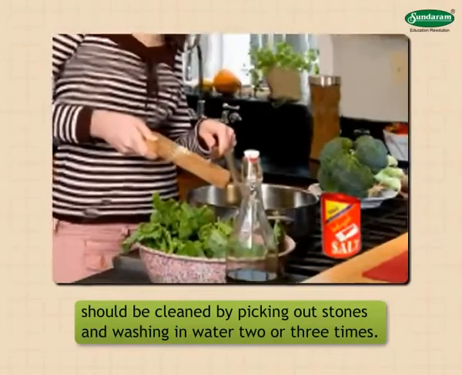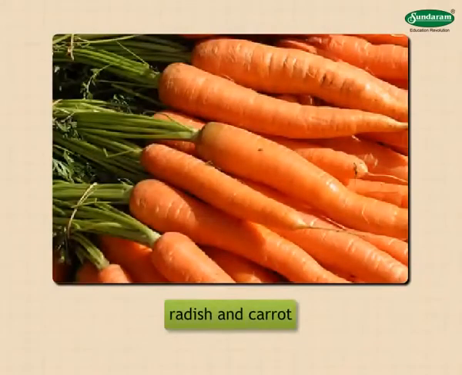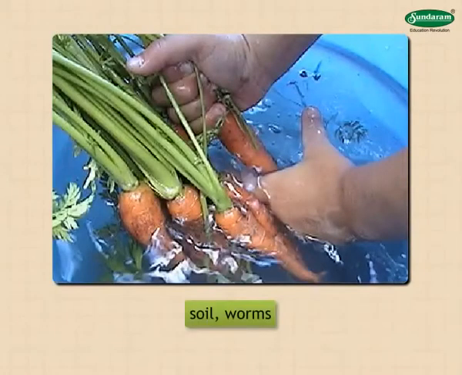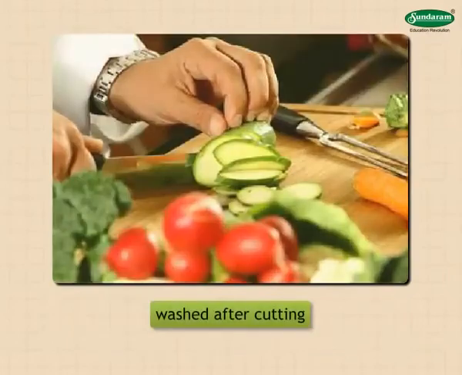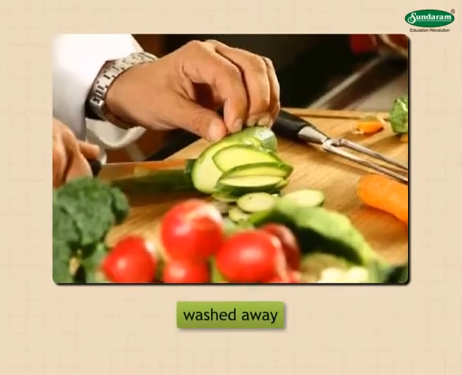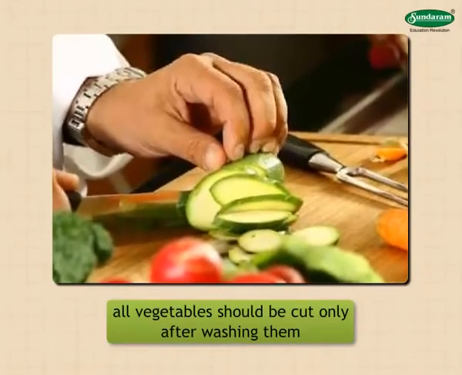Remember, green leafy vegetables and other vegetables like radish and carrot which grow under the ground have soil sticking to them. When they are washed in plenty of clean water, the soil, worms, any other substances sticking to them, and the chemicals sprayed on them are all washed away. Before using any vegetables, they should be washed in water with salt in it. If vegetables are washed after cutting, some of the vitamins they contain like B and C dissolve in the water and get washed away too. So all vegetables should be cut only after washing them.